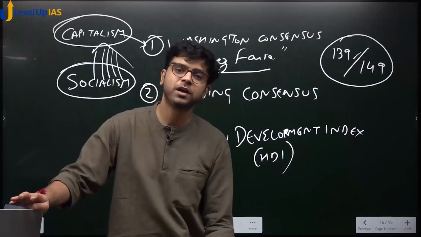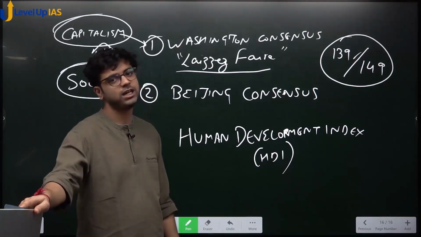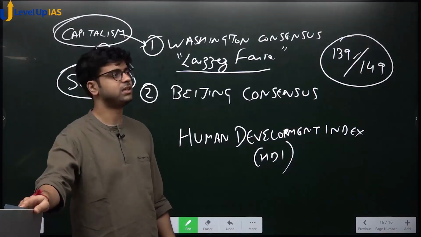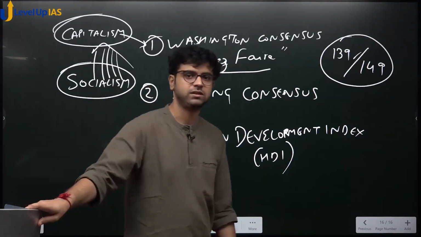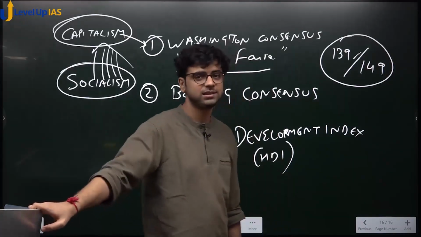What is the use of becoming the largest GDP country in the world? What is the use of becoming the third largest, fourth largest, fifth largest country in the world? 139 out of 149 is our happiness rank.